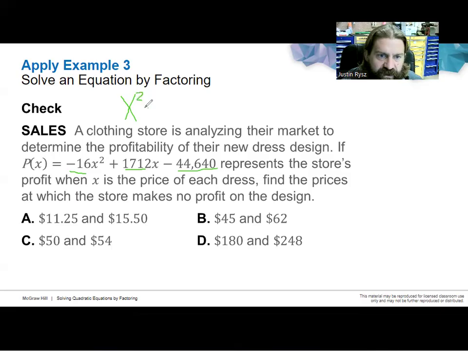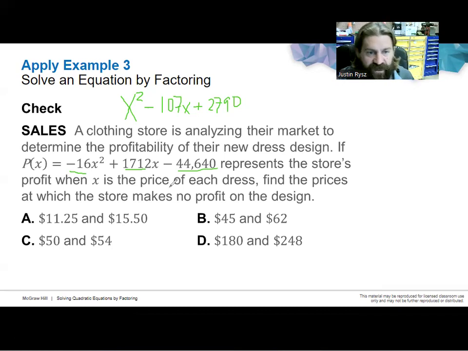So we get x squared minus 107x plus 2790. What we want to do is figure out what numbers multiply to get 2790 and add together to get negative 107. And what we can do here, since this is multiple choice, let's just guess and check. Does 1.25 times 1550 multiply together to get it? No, it doesn't.